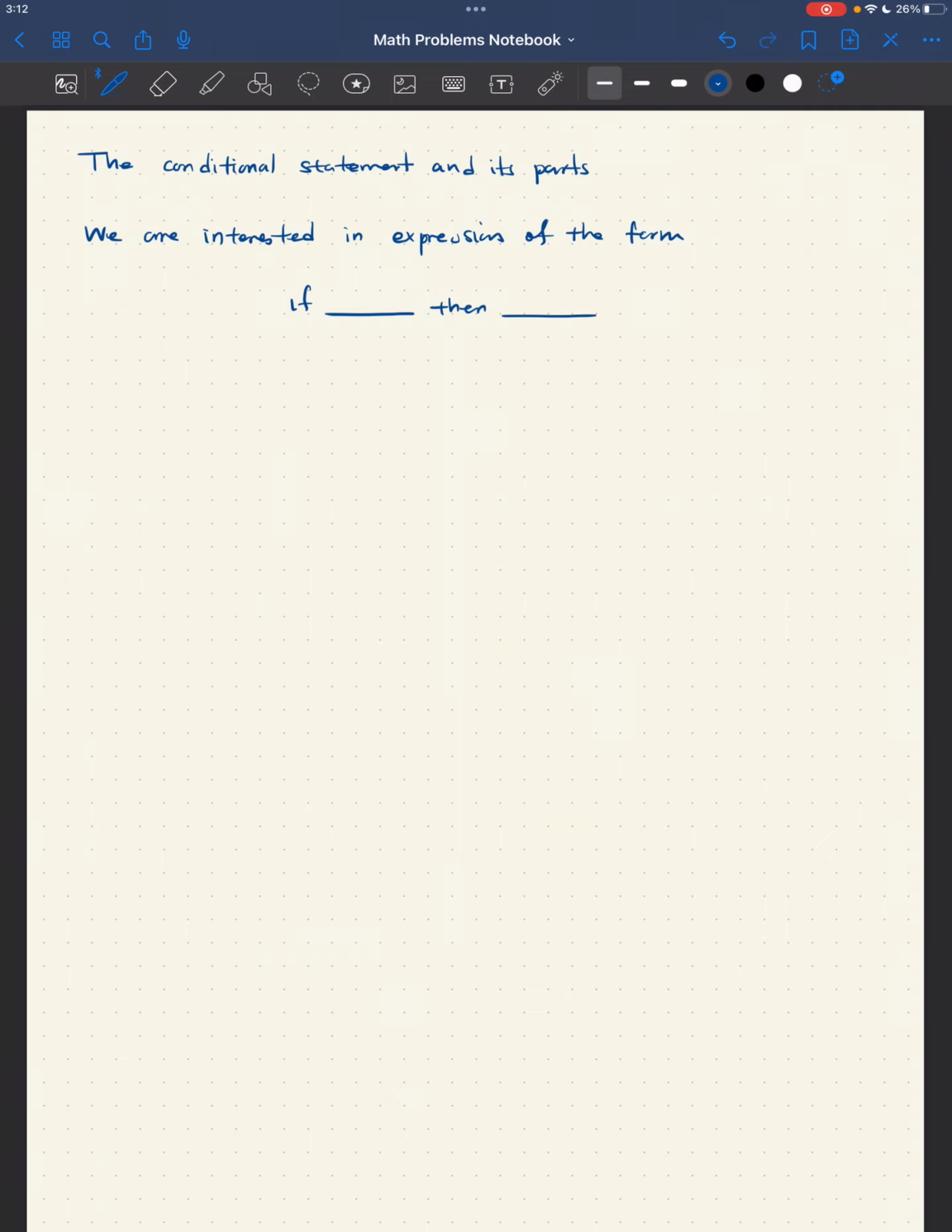So here I have an example. If I get an A in discrete math, then I pass discrete math. Kind of codifying a rule, essentially, here.